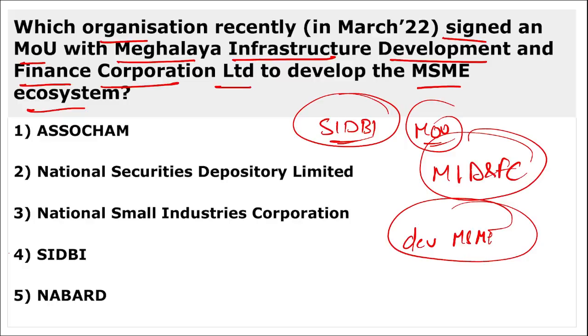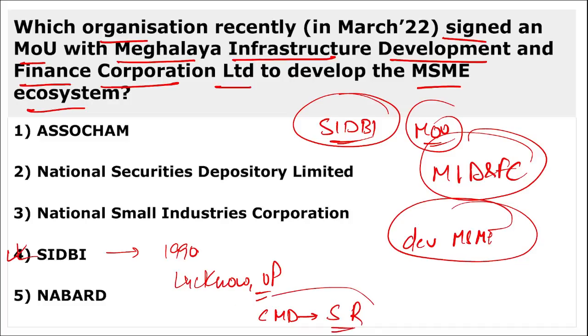Alright, if we are talking about SIDBI, remember the correct option is SIDBI. It was established in 1990. The headquarters of SIDBI is in Lucknow, UP. Who is the current chairman and managing director of SIDBI? He is Shiva Subramaniam Ramanji. Shiva Subramaniam Ramanji is the current chairman and managing director of SIDBI.